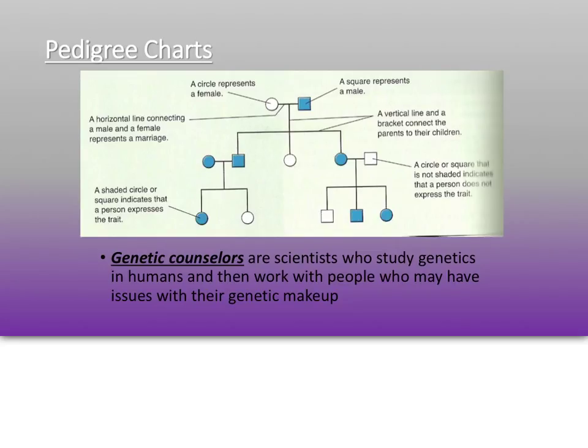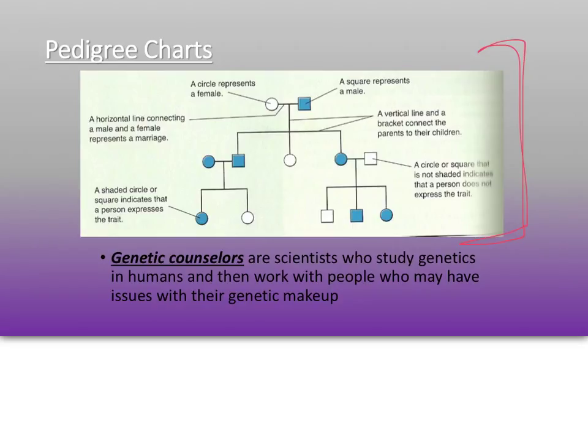This little guide appears in your textbook, showing male and female who are married or mating, and then their offspring. And so this, you can read in your notes those pieces, and the next slide walks you through these pieces as well. Now, the people who use a pedigree are called genetic counselors.